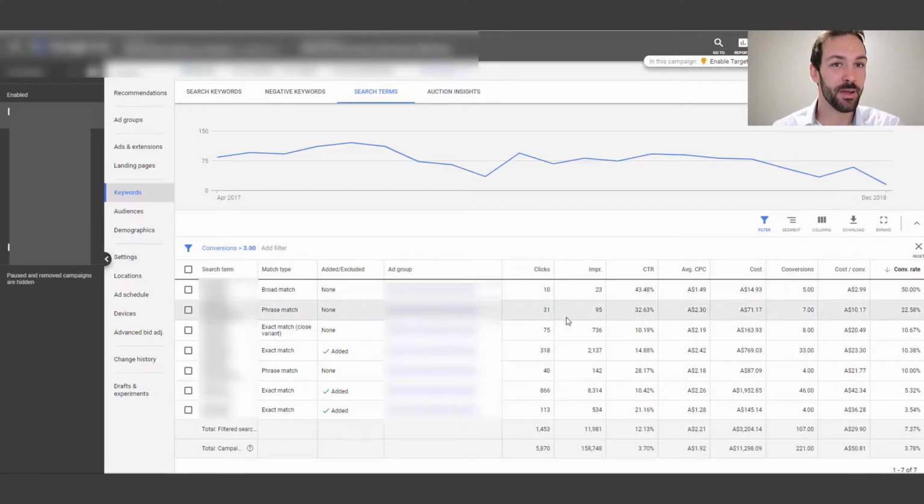So what we would do is we would start to create exact match keywords based upon this particular broad match keyword phrase. So here we have a phrase match keyword that's performing very well as well, and we would create exact match ad groups for this particular keyword phrase. It gives us more control. We might be able to show even more relevant ads for this exact match keyword in its own ad group.